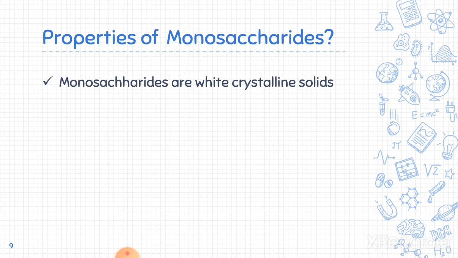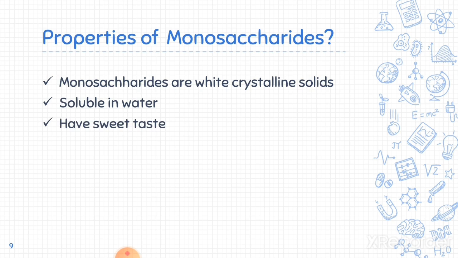Another property is that the monosaccharides are white crystalline solids. They exist in the form of crystals. They have a proper or orderly arrangement of the atoms and molecules in the crystal lattice. They are soluble in water. They have a sweet taste and they cannot be hydrolyzed, as we discussed before, since they are the simplest carbohydrates, so they cannot be further broken down into smaller units.